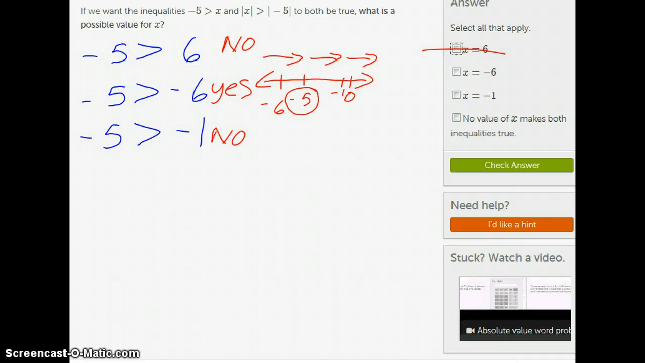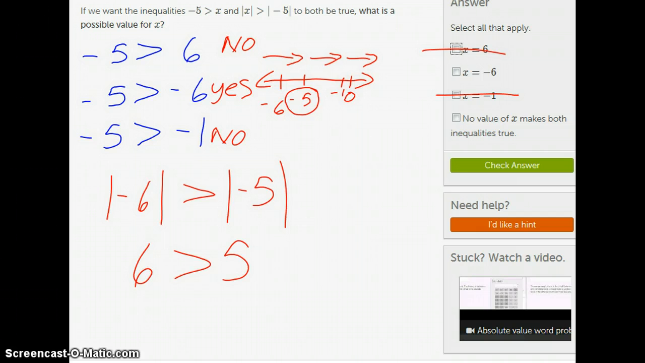Our only possible answer now is negative 6. So let's check it. The absolute value of a negative 6 is greater than the absolute value of 5. Is 6 greater than 5? Yes, our answer is x equals a negative 6.